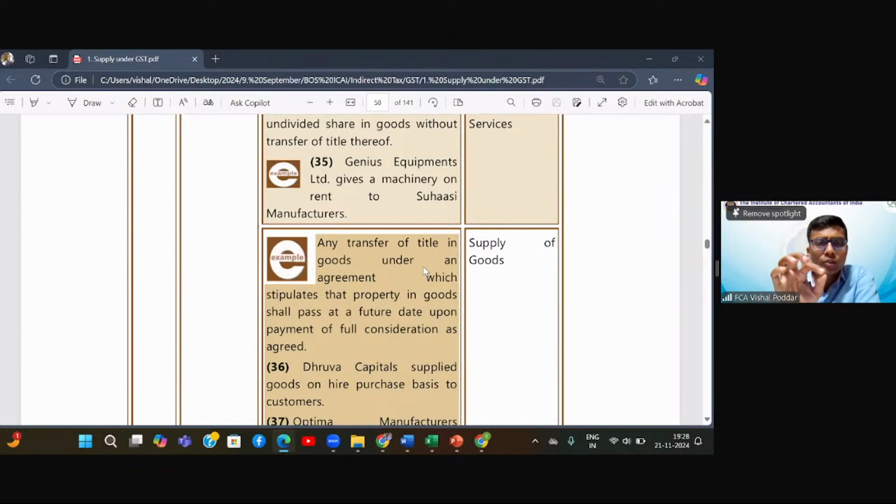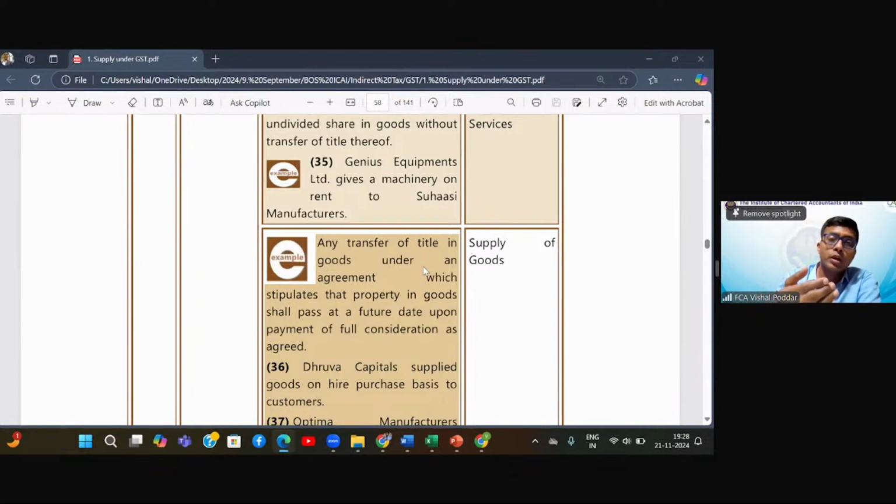For intellectual property rights, that is intangible assets, the answer is the same as what we just studied for goods. If I am giving you the complete ownership of that intellectual property right, that is, I have sold my patent to you, now you are the owner of the patent. It is supply of goods.